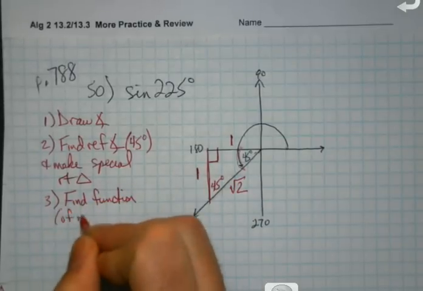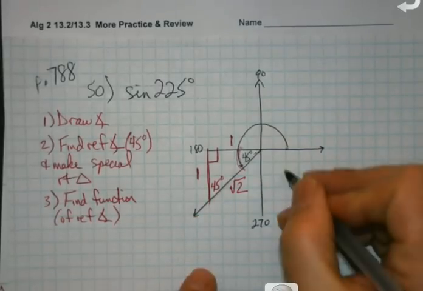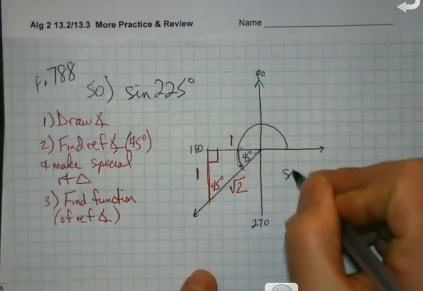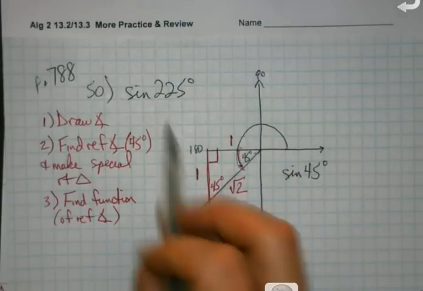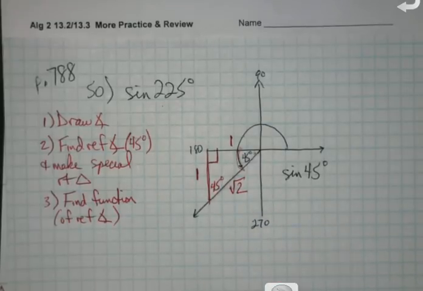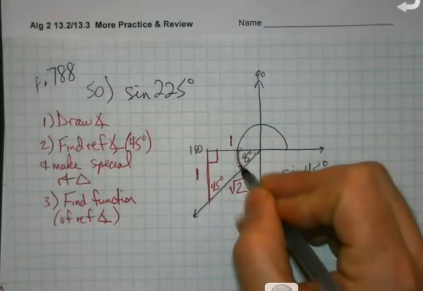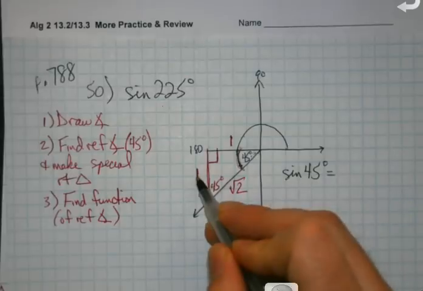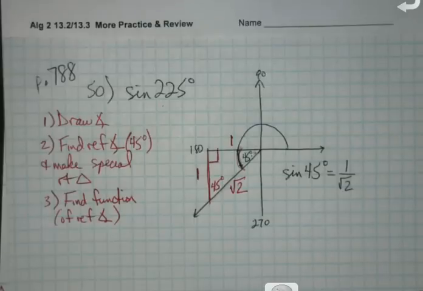Now I'm going to find my function, and right now that's going to be of my reference angle. So when I come over here, I'm going to be looking for the sine of 45 degrees. And some of you are still going, but I want 225. I understand that, but I've got to use this special right triangle to get there. So I'm going to use the reference angle right now. So the sine of 45 degrees here is opposite over hypotenuse.